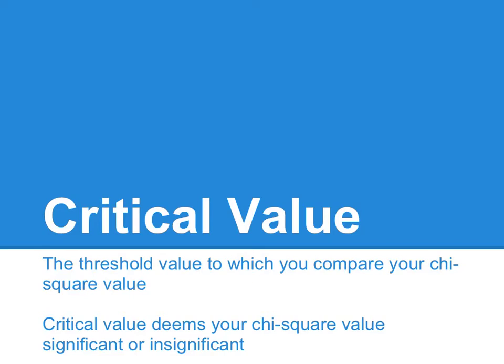A critical value, however, is slightly different. The critical value is the threshold value that we will compare our chi-square value to. So we're going to take our chi-square value and look to see how it relates to the critical value. The critical value deems whether or not your chi-square value is statistically significant or insignificant. And it allows us to draw a conclusion about whether or not we can accept or reject our null hypothesis. So we take our calculated chi-square value and compare it to the critical value. Then we can determine if it's significant or not.